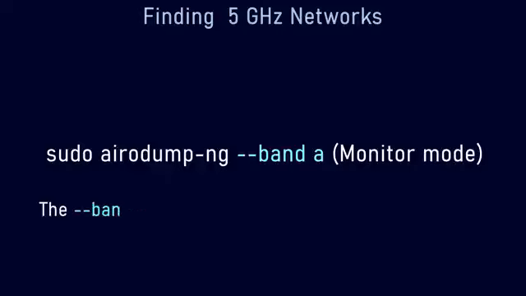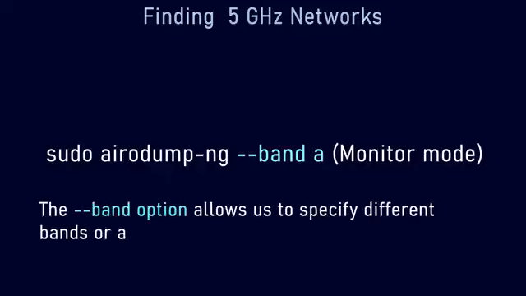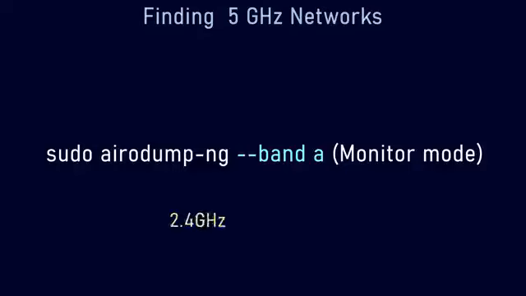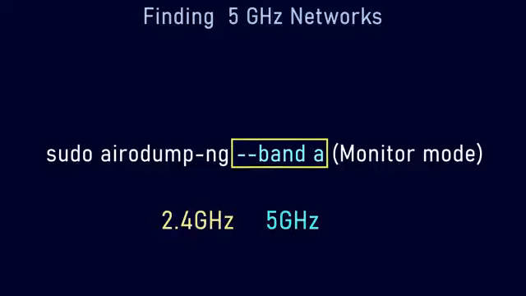Now we need to use the band parameter with Airodump to scan for 5 GHz networks. The band option allows you to specify different bands or a combination of bands that you want to scan. Airodump supports two bands, 2.4 GHz and 5 GHz. We can also combine both, which enables us to scan for both 2.4 and 5 GHz networks. Now, to scan and list 5 GHz networks, we need to use the band a parameter with Airodump. The letter a represents the 5 GHz band. We will demonstrate this practically in the next video.